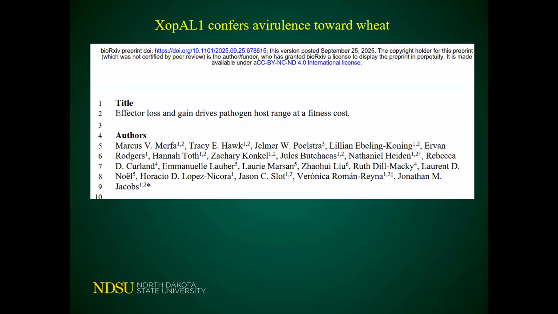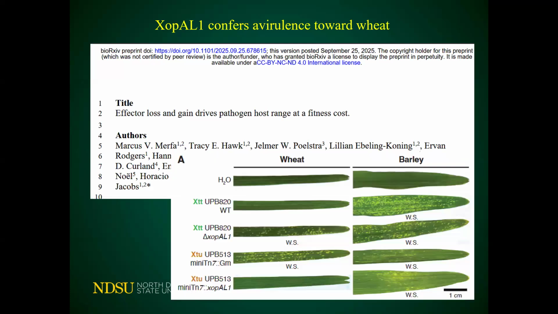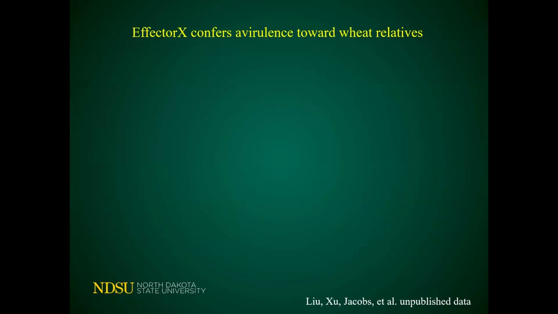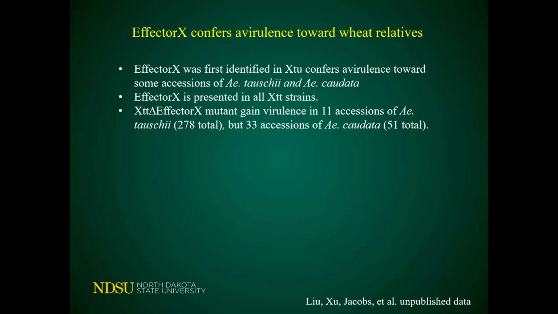And so this is a recent paper submitted by Jonathan Jackman, Ohio State. They found one effector that looks like it can change the host range. And recently, we also found another one, effector X, which also confers virulence toward the wheat relatives. This was first identified in wheat XTU, and then we also found that it is present in all XTT strains. When we knock them out, they gain some virulence on those different relative lines.